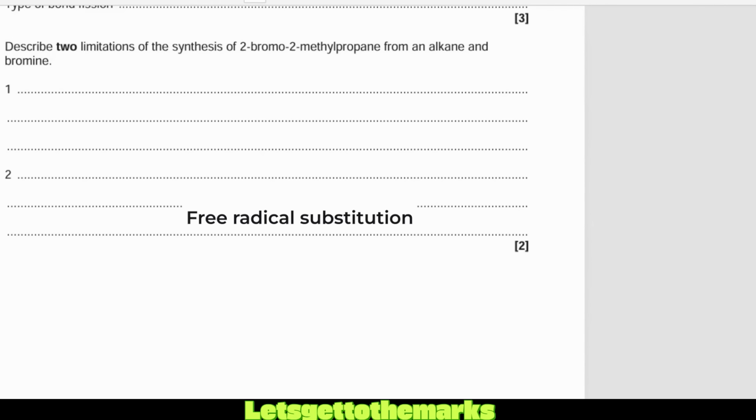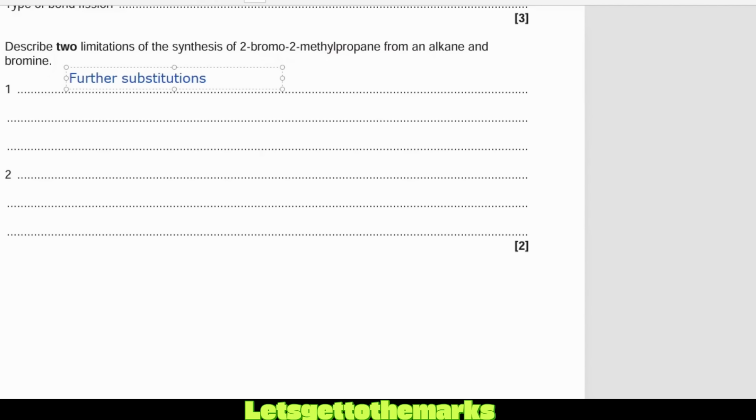So describe 2 limitations of the synthesis of 2-bromo-2-methylpropane from an alkane and a bromine. So when you do these free radical substitutions, the problem is you can't control the exact products you're going to get because there can be further substitutions and there can be different termination steps as well.